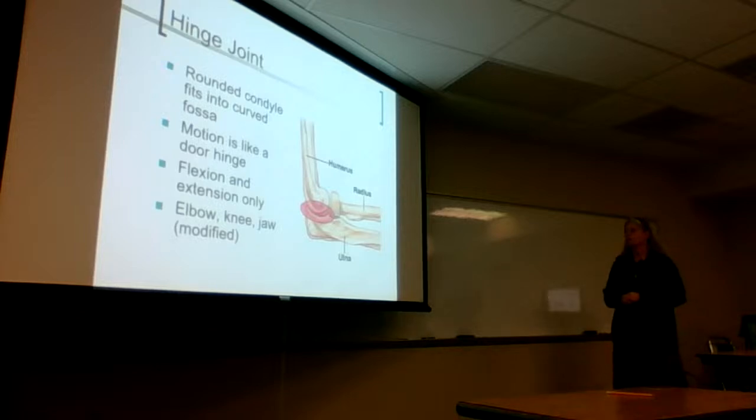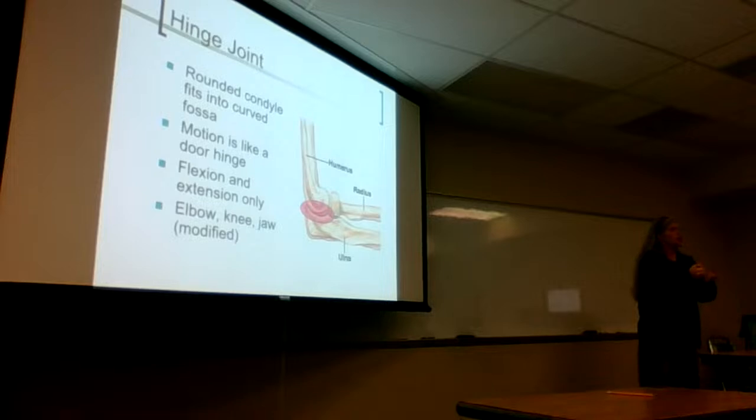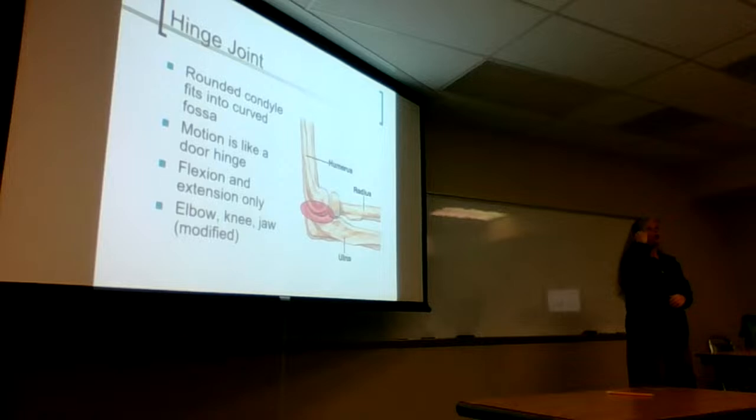So the elbow joint's a big one. The trochlea is going to fit in the trochlear notch. And we hook into the olecranon fossa in the back or the coronoid fossa in the front, keeping us in line. The knee, condyles of the femur rocking on the tibia, and the jaw, you've got the mandibular condyle rocking in the mandibular fossa of the temporal bone.